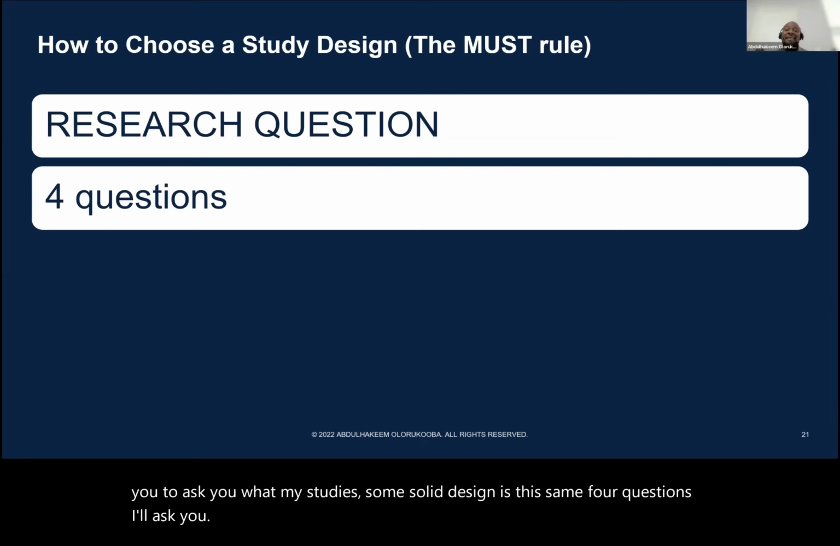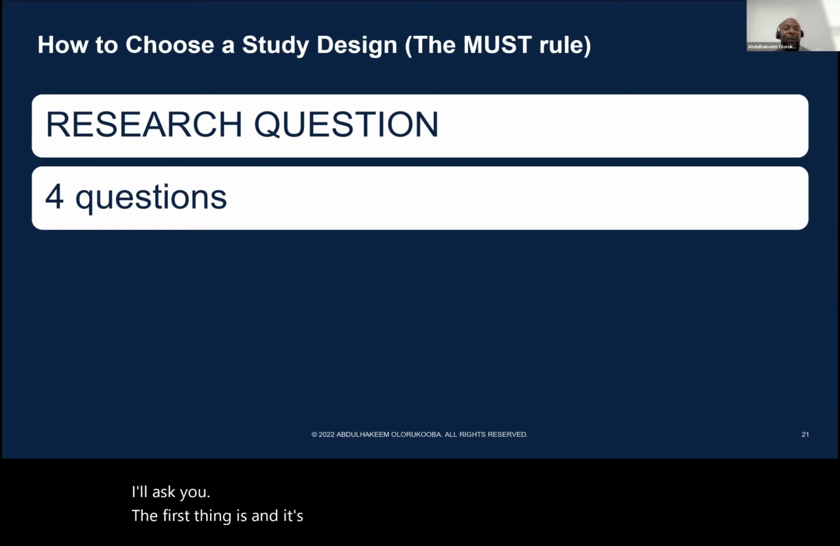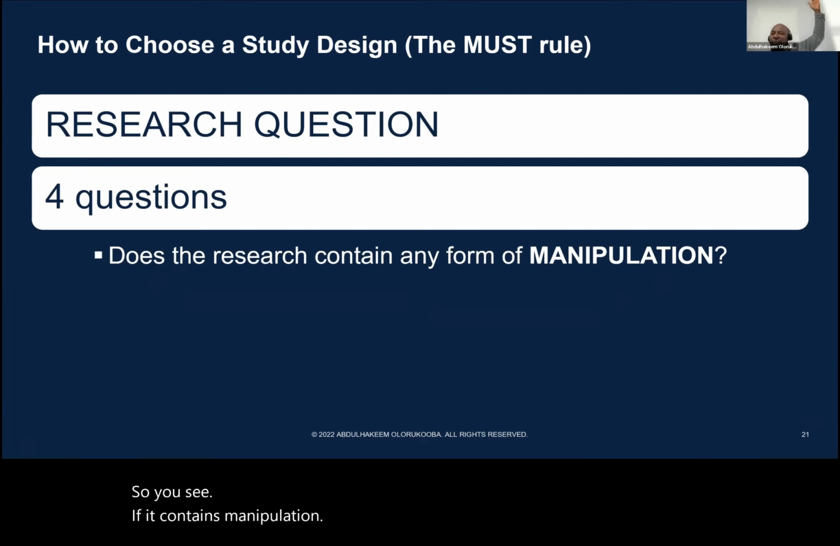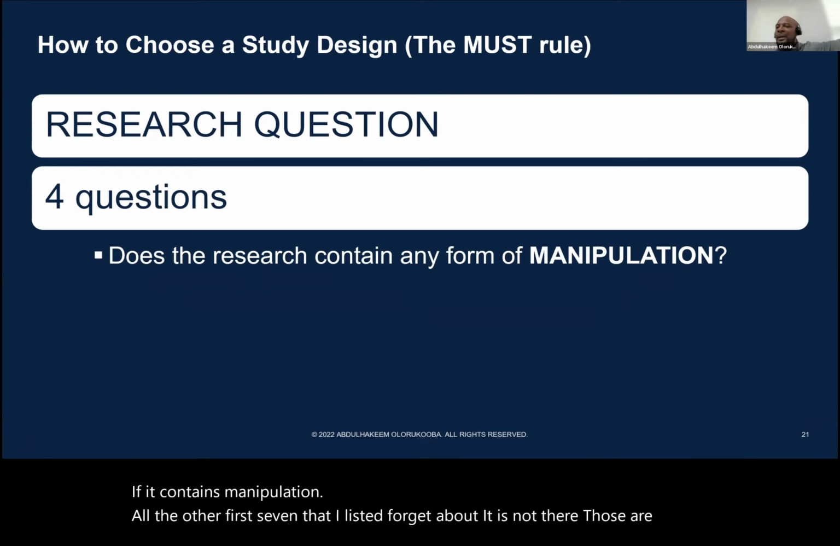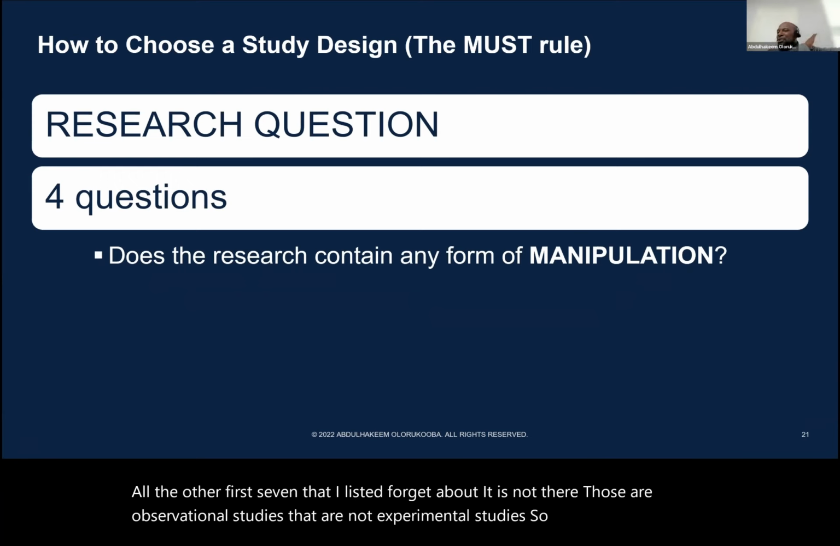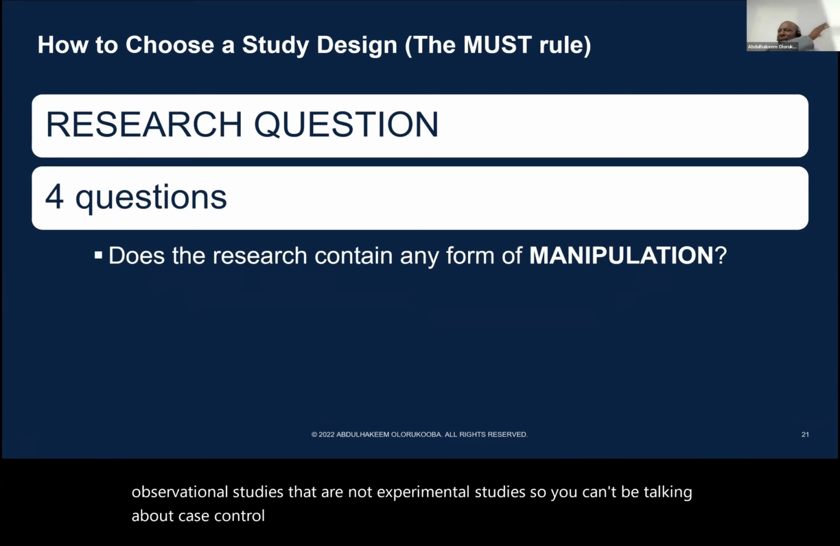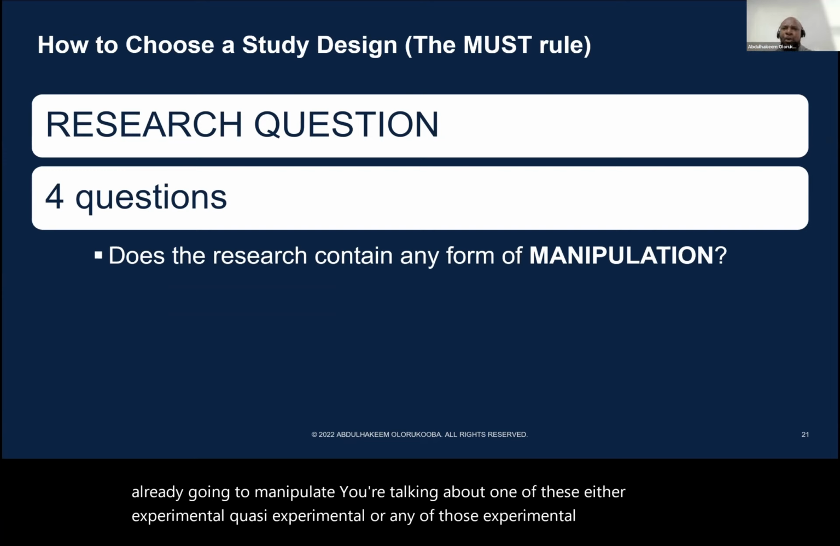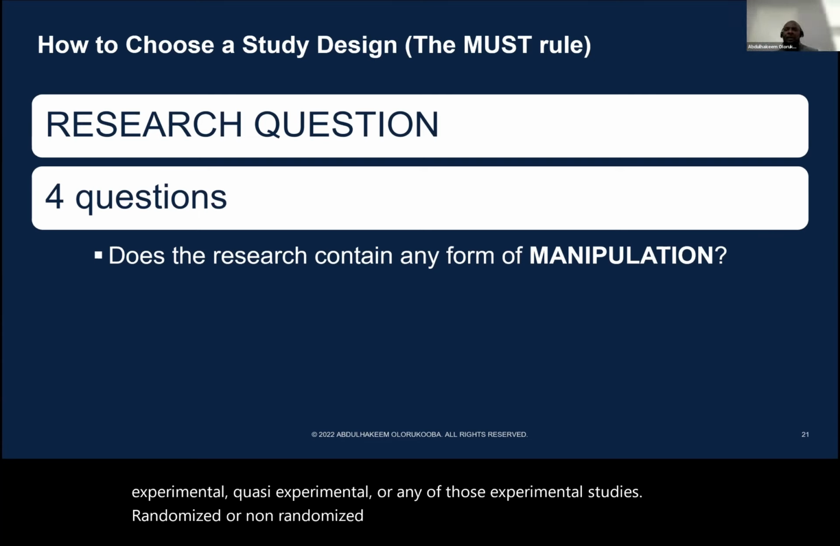The first thing is, and it's funny, you're going to laugh. Does this research contain any form of manipulation? Yes or no? So you see, if it contains manipulation, all the other first 7 that I listed, forget about it. They're not there. Those are observational studies. They're not experimental studies. So you can't be talking about case control, cohort. You can't be talking about those things. You're already going to manipulate. You're talking about one of these, either experimental, quasi-experimental, or any of all those experimental studies, randomized or non-randomized. Okay? First question.